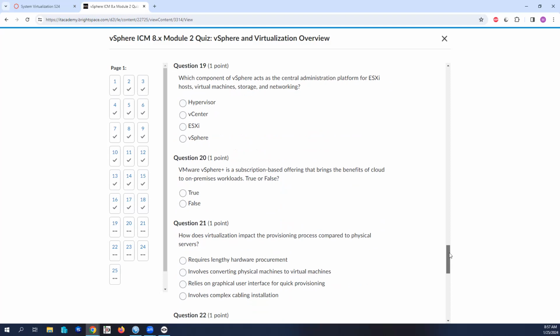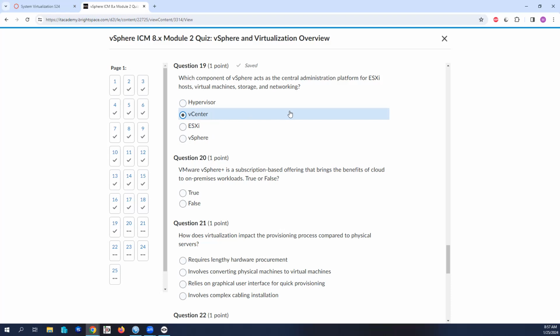19. Which component of vSphere acts as the central administration platform for ESXi host, virtual machines, storage, and networking? vCenter. You should know that one. You said, wait, which one did you say? vCenter. vCenter, yes. So, yep, correct.